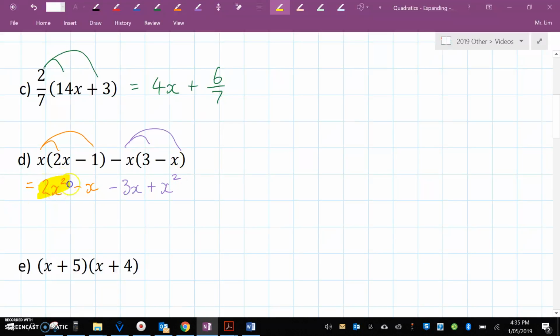Here are our like terms. 2x squared and plus x squared, which is equal to 3x squared, and minus x minus 3x are also like terms. Minus x minus 3x is minus 4x.